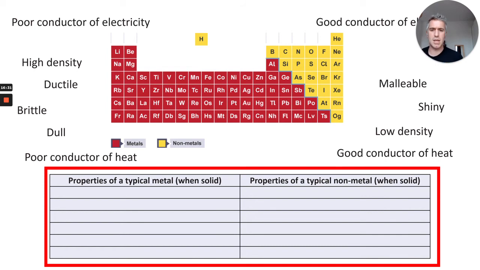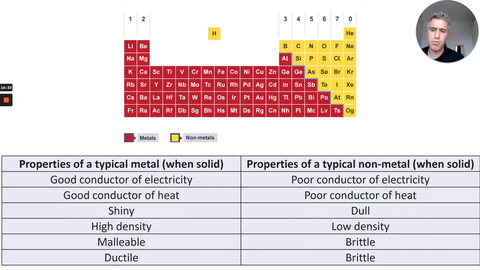Okay, let's see. Did you have this? So properties of a metal are good conductor of electricity, good conductor of heat. Metals are shiny. Metals have a high density, which means if you hold some metal in your hand, it feels heavy for its size. Metals are malleable, means you can change their shape with a hammer. And ductile means if you have enough force, you can pull on either side and draw it out. Non-metals are generally the opposite.